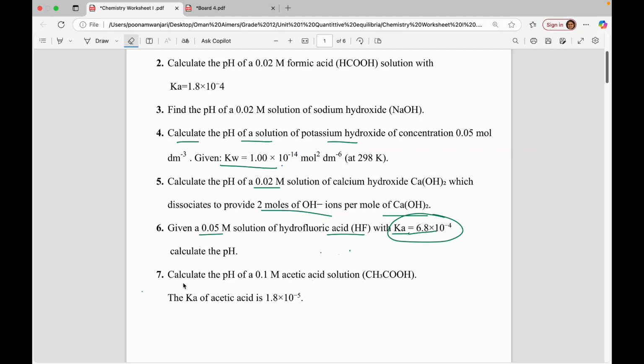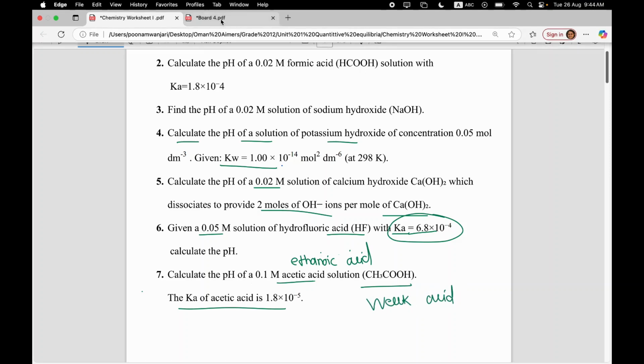Problem number 7: calculate the pH of 0.1 molar acetic acid, which means 0.1 mole per dm cube of acetic acid solution, that is ethanoic acid. The ethanoic acid formula is also given. The dissociation constant of acetic acid is 1.8 into 10 to the power -5. Dissociation constant is provided, and this is an organic acid, which means this problem is related to a weak acid.